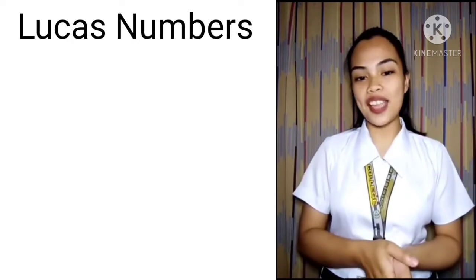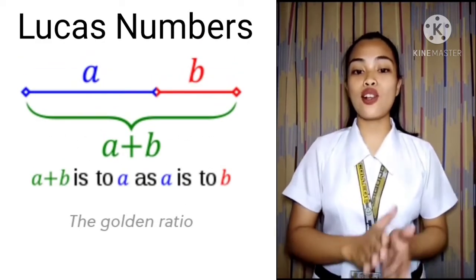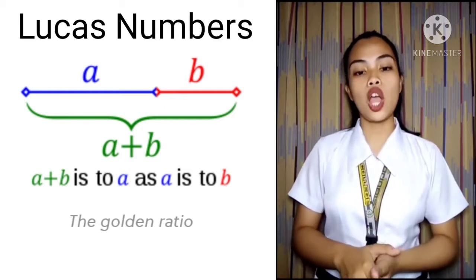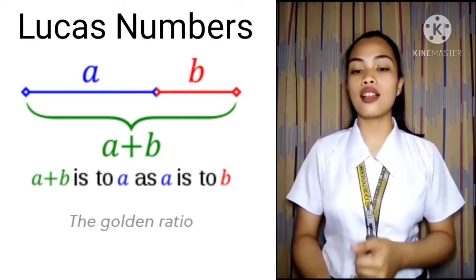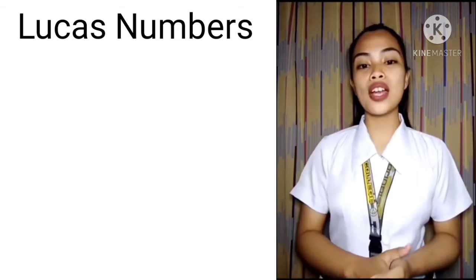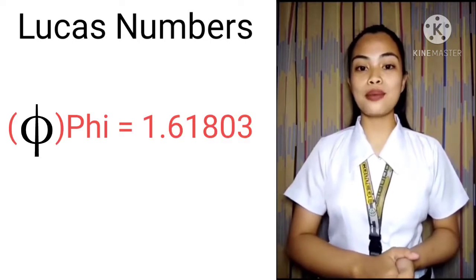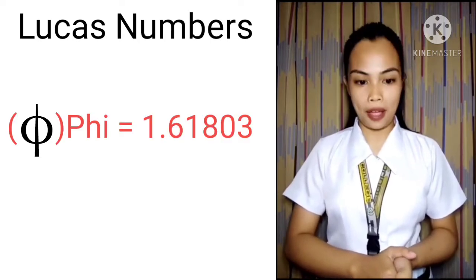Well, actually, it is everywhere. It is obtained by dividing a line into two parts, such that the longer part divided by the shorter part is also equal to the whole length divided by the longer part. Again, remember that the golden ratio of the Lucas numbers is approximated as 1.61803 and denoted as phi.